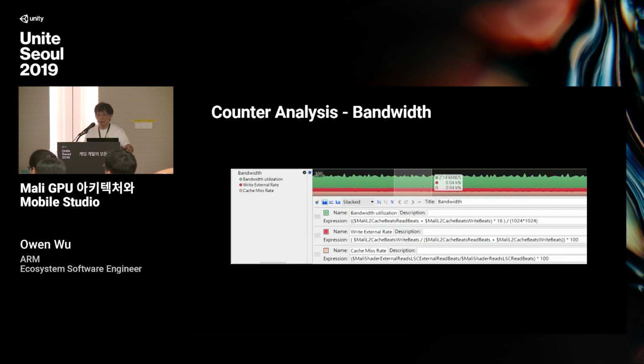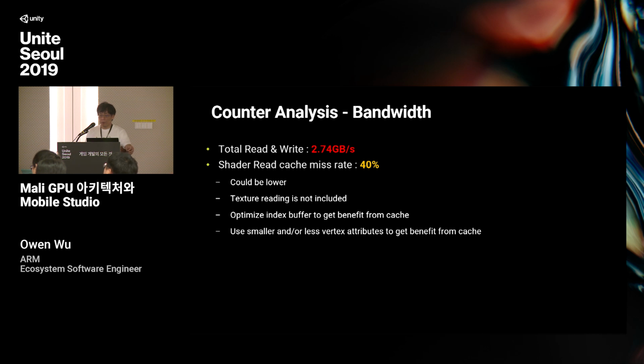Okay, the bandwidth chart. Those numbers show the bandwidth requirement of the application. The total bandwidth requirement for this scene is about 2.7 gigabytes per second. This number is quite high for a mobile device, and you should keep it under 2 gigabytes per second to get the best balance between performance and power consumption.